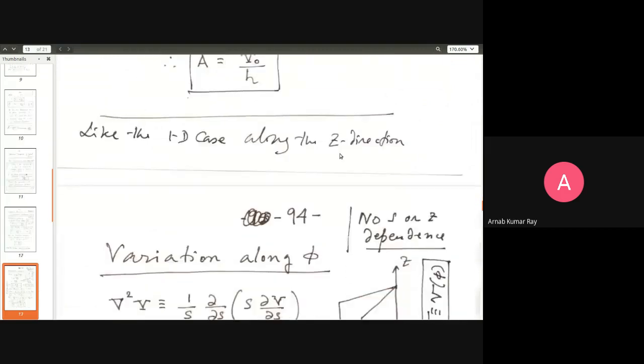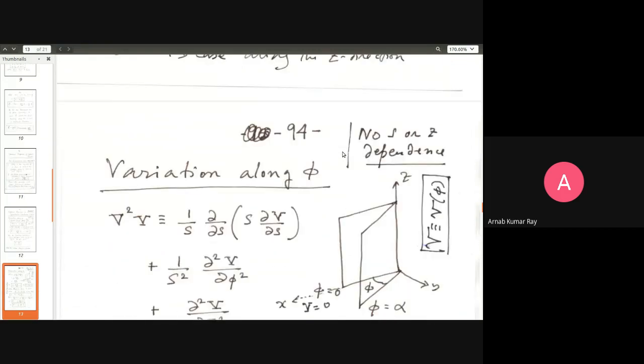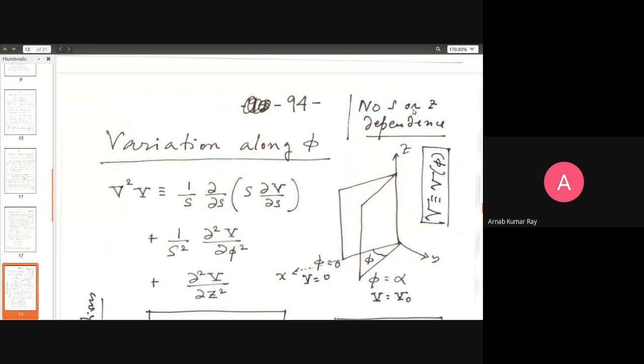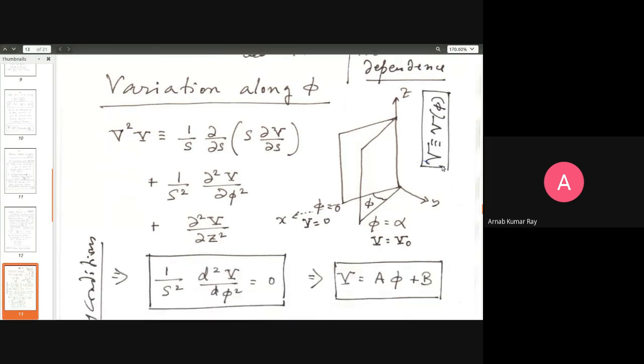Next is variation along phi. This is also a relatively simple thing to work with. Let us see how we get this thing. No S or Z dependence. V just depends on phi. V is a function of phi, as has been written over here.